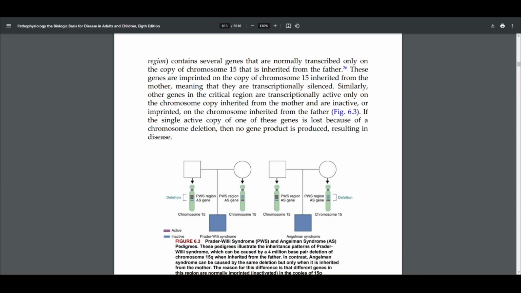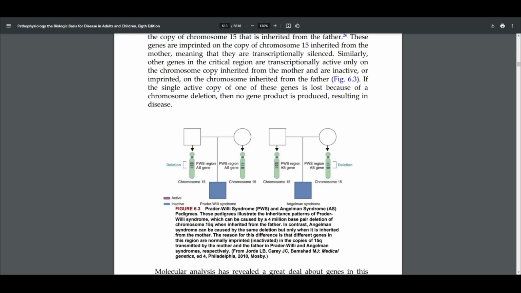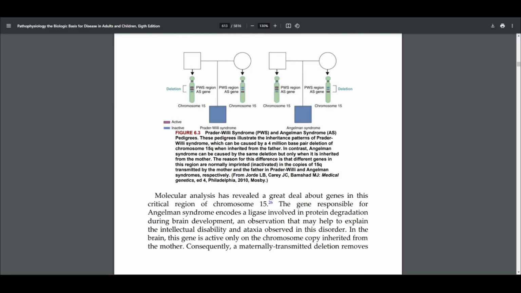Similarly, other genes in the critical region are transcriptionally active only on the chromosome copy inherited from the mother, and are inactive, or imprinted, on the chromosome inherited from the father. If the single active copy of one of these genes is lost because of a chromosome deletion, then no gene product is produced, resulting in disease.